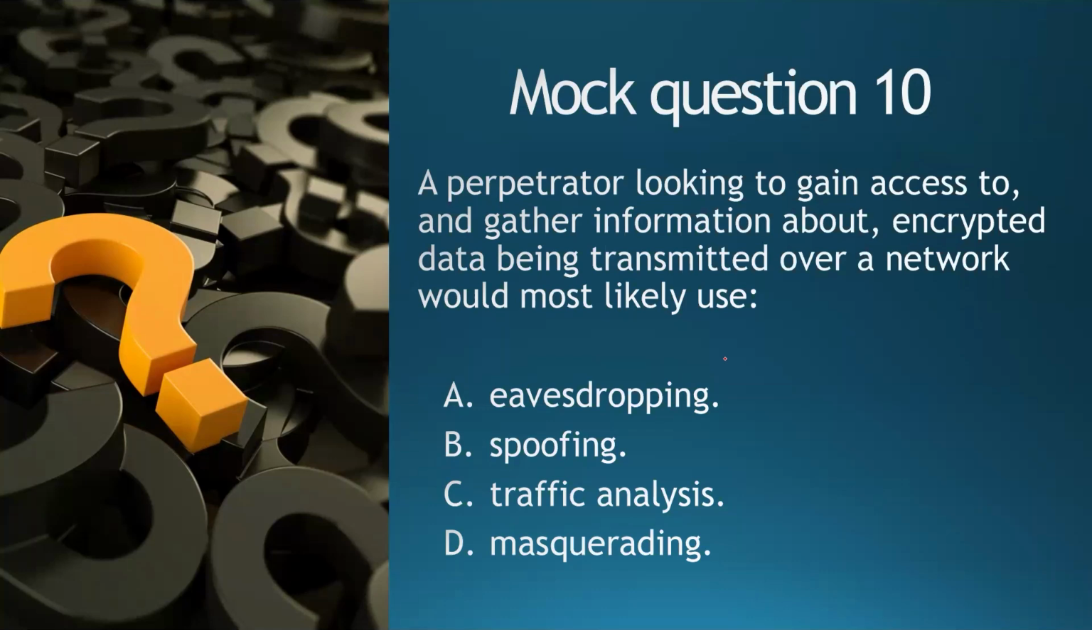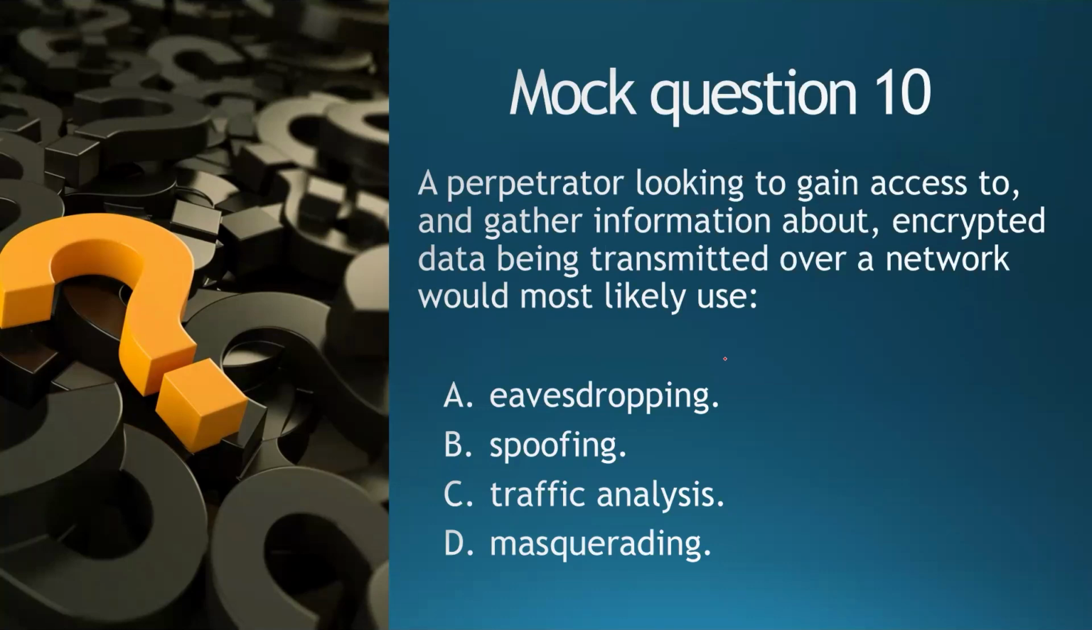So if you look at the options, A, B, and D are active attacks, the actual launch of an attack. Only traffic analysis is related to your passive attack, which is doing an analysis. Who is looking to gain access? That is the keyword in the option. That's the reason traffic analysis is the right answer here.